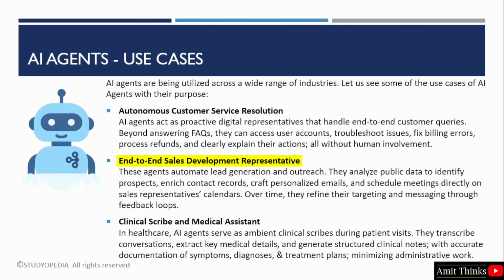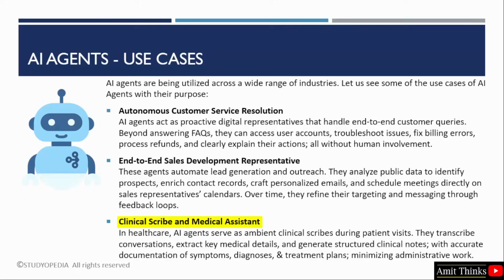Next one is end-to-end sales development representative. In sales, AI agents act as tireless SDRs, automating the entire lead generation and outreach process. Analyze public data to identify potential prospects, enrich and maintain accurate contact records, craft personalized outreach emails, schedule meetings directly on sales representatives' calendars. Through continuous feedback loops, they refine targeting and messaging to improve conversion rates over time.